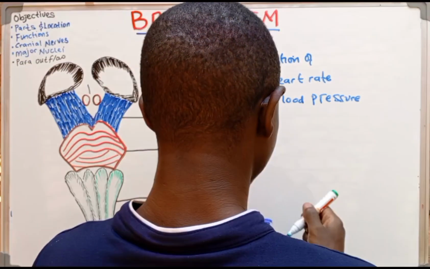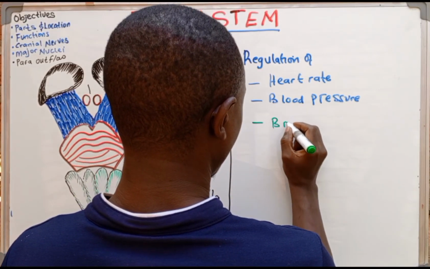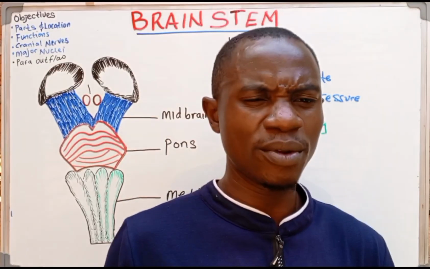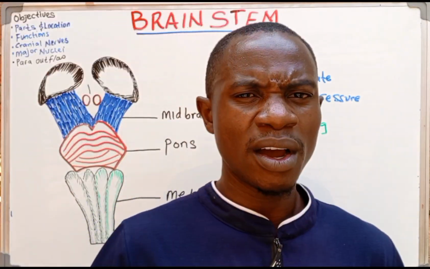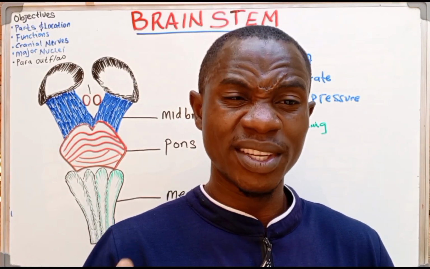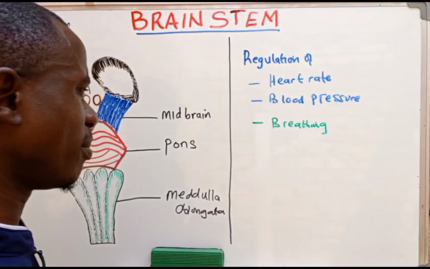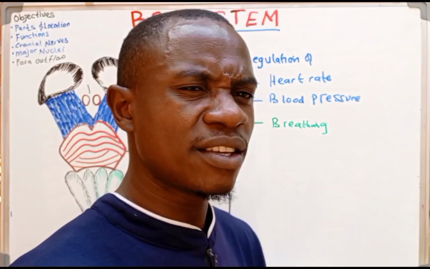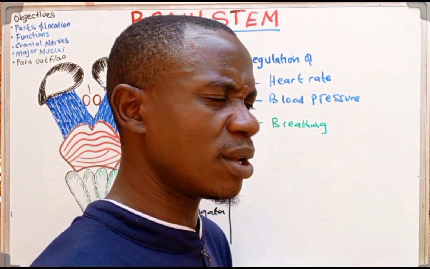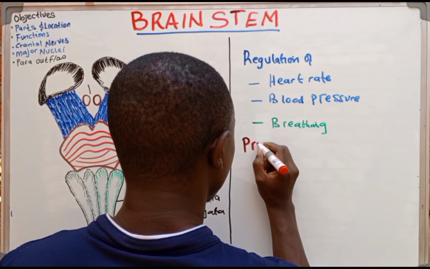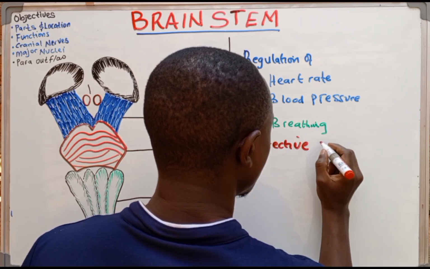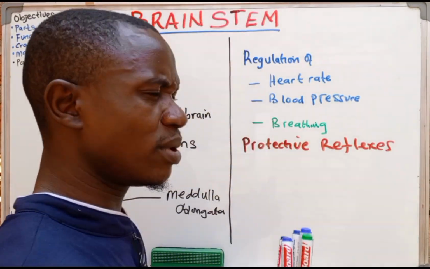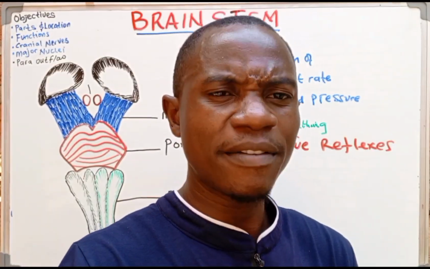Then we also have regulation of breathing, okay? So breathing is part of the medulla oblongata, and then also a small portion of the pons. That's where we have the respiratory centers that regulate the breathing mechanisms, okay? And then also we have a lot of protective reflexes controlled by the brainstem. So what are some of those protective reflexes that are under the control of the brainstem? We have a variety of them.